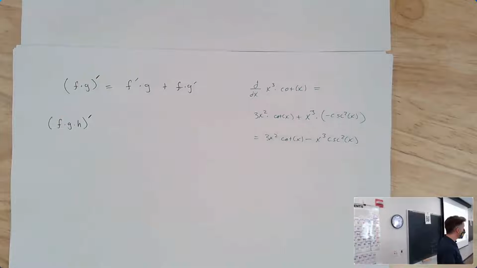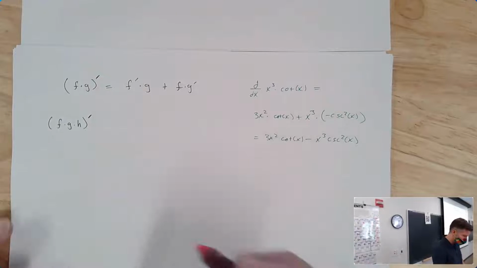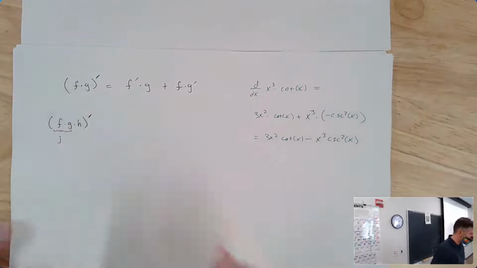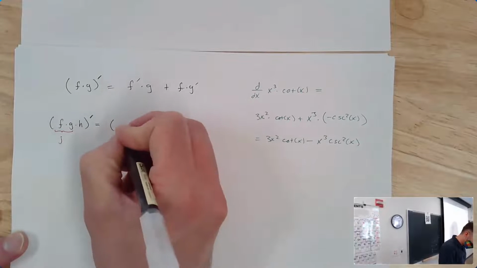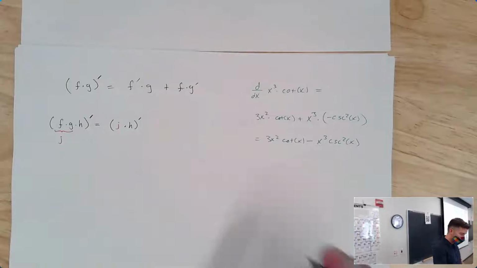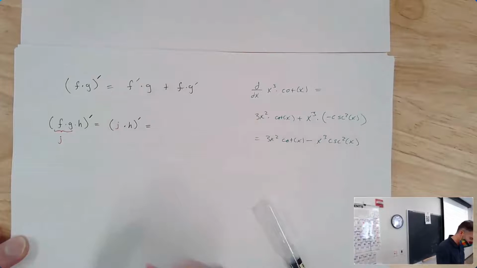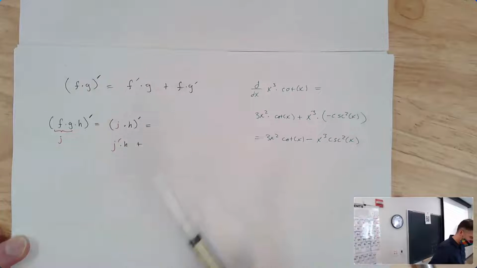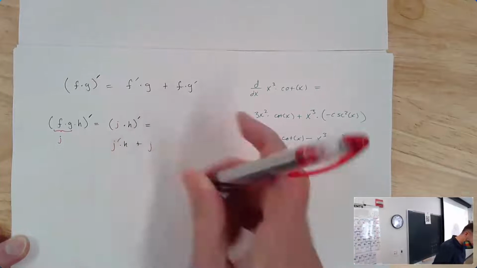Well, what I do is I treat it like 2 pieces. So just for a moment, I'm going to say that f times g, I'm going to call it another name. Let's call it, I don't know, j. I like the letter j. So now I'm really taking the derivative of j times h. And now I can use the regular old product rule. It's going to be the derivative of j times h plus, and then we switch it up. We do j times h prime.